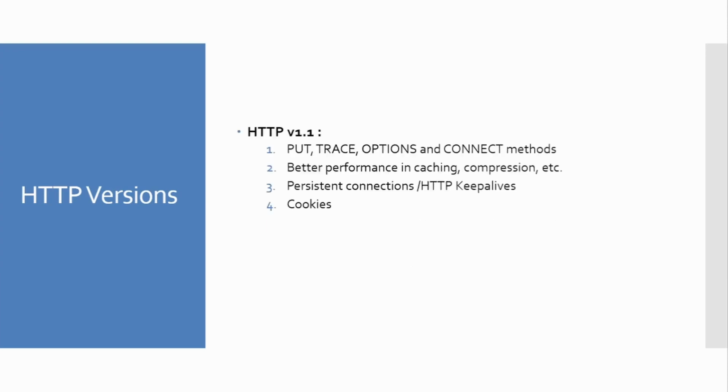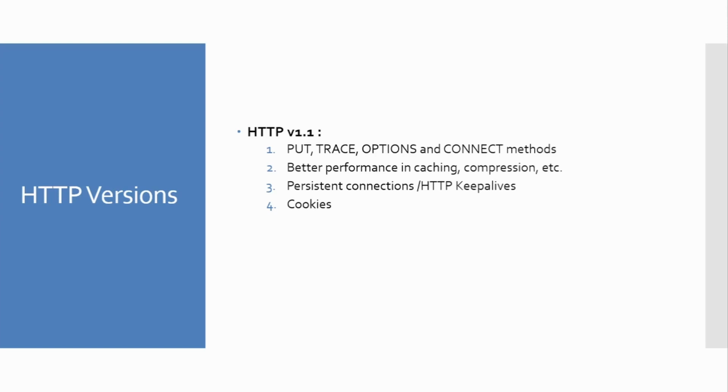Then there is the HTTP version 1.1, which allowed the rest of the HTTP methods. It also had better performance generally in caching, compression, and other areas. It also introduced persistent connections, which are also called HTTP keep-alives. They allowed multiple requests and responses to be sent and received one after the other over the same persistent TCP connection, rather than having a new connection being established for each request and response.